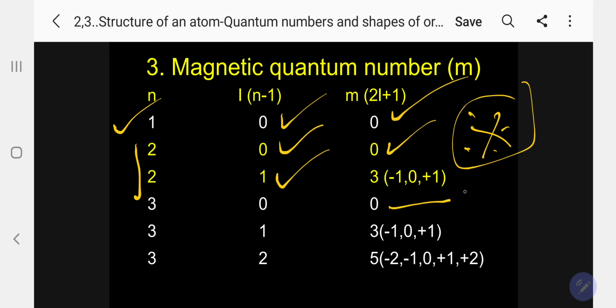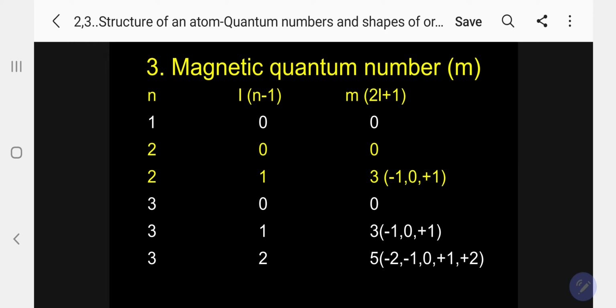Px, Py, Pz. Three values. Kindly follow. Let me come for now to 3, the most important 3. 3 means I have 3 L values. Level is n equal to 3, L values including that: 0, 1, 2.